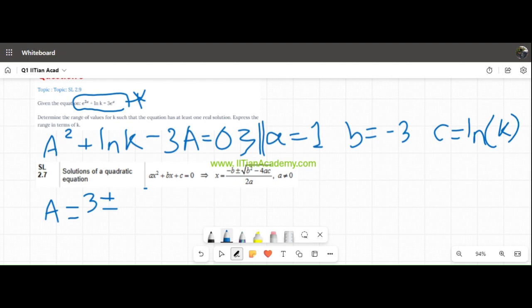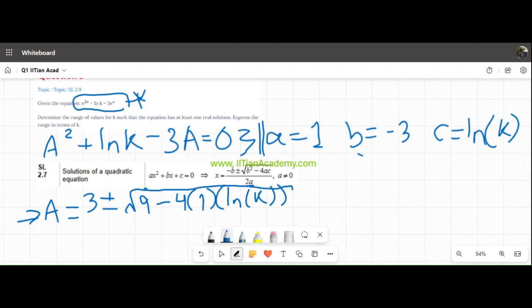So now back to our equation, we will have a is equal to 3 plus or minus the square root of b squared, which is negative 3 here, so that is 9, minus 4, and a, which is 1, and c is ln of k. All of this is under the root, and it is divided by 2a, where a is 1, so it's just all over 2.